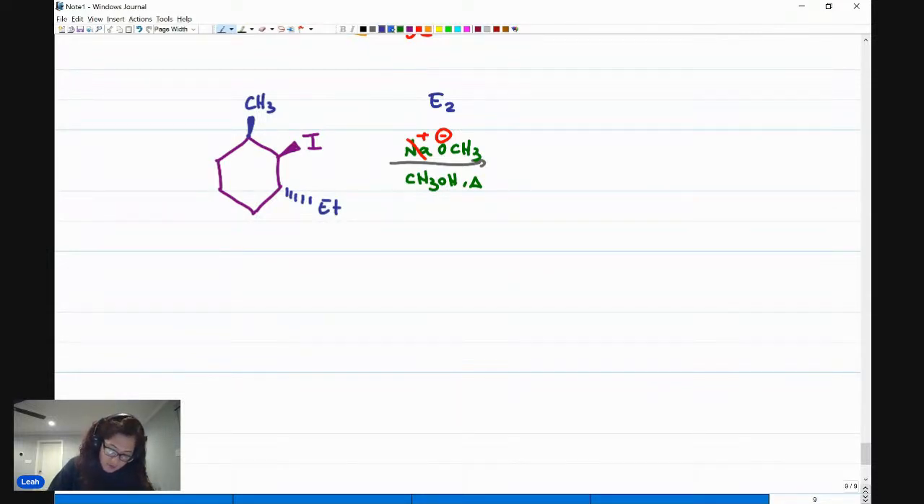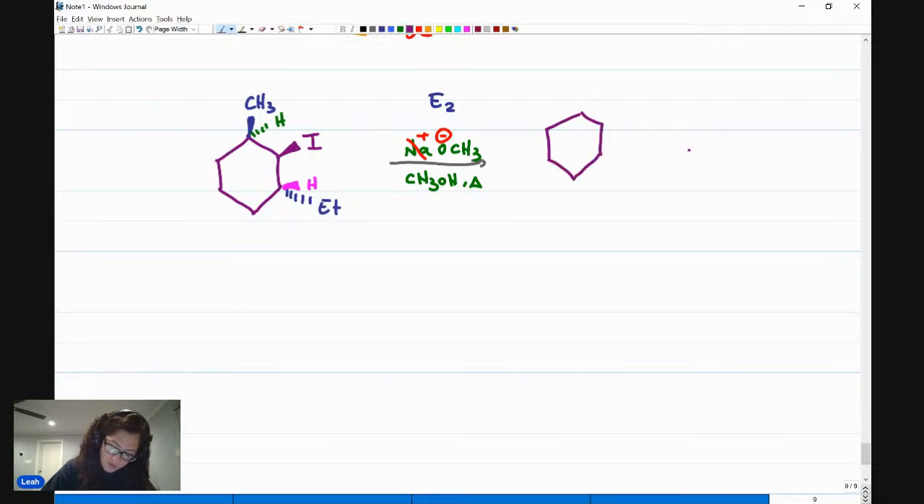I have an option of grabbing, let's make them different colors, the green hydrogen or the pink hydrogen. And the question is, which one do I grab? Because from a perspective of substitution, they have the same exact substitution. Each hydrogen is on a tri-substituted, a tertiary carbon. And so the stability of the product would look to be about the same.